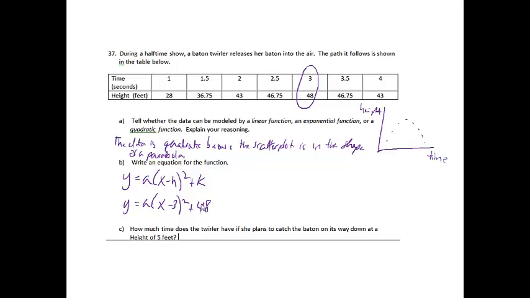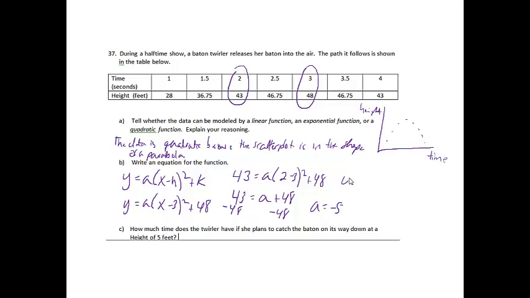The second thing that we want to do is pick a point, and I can pick any point that I want. I'm going to choose to pick 2, 43. So I'll put the 43 in for the y and the 2 in for the x. So I'm going to have 43 equals a times 2 minus 3 squared plus 48. So I'll have 43 equals 2 minus 3 is negative 1. Negative 1 squared is 1. So I'm going to have 1a, or just a, plus 48. And now I get to solve for a. So I'm going to subtract 48 from both sides, and I'm going to get a equals negative 5.